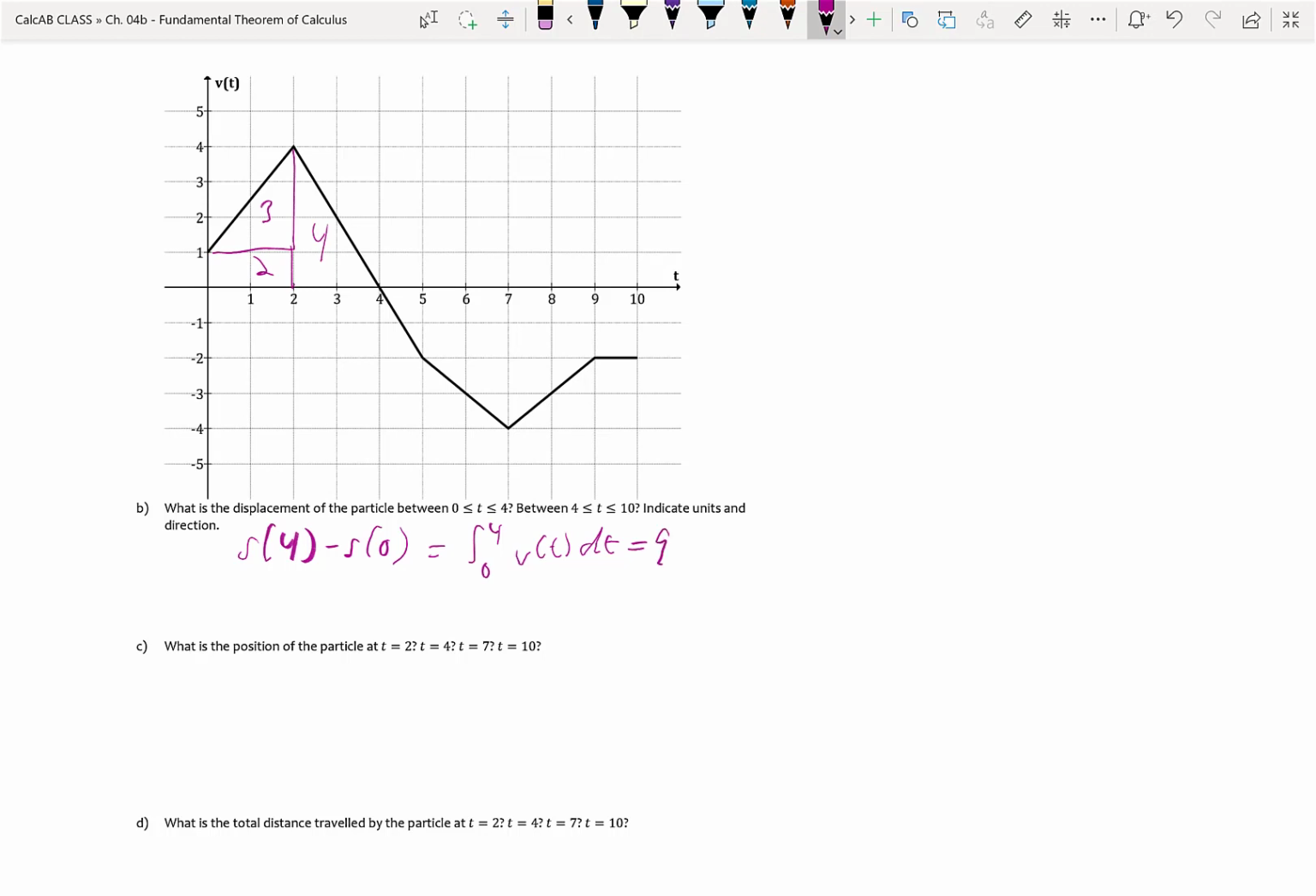In between t equals 4 and t equals 10. So let's break this down too. That's 1. This whole thing is 1, 2, 3, 4. 8 and 2. So 8 plus 2 plus 4 plus 1. I'm going to write this down. S of 10 minus S of 4 is the integral from 4 to 10 of v of t dt, and that's negative 15.